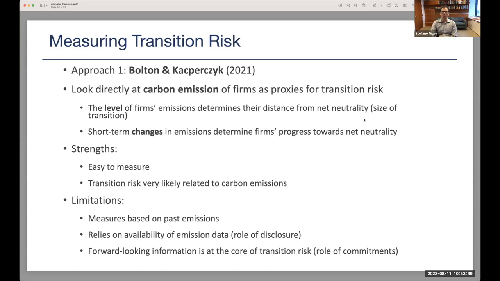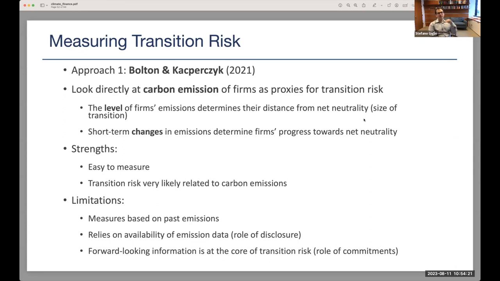One is a paper by Bolton and Kacperczyk, and what they do is literally take a very large data set on carbon emissions of firms, and they ask a very simple question, which is, are carbon intensive firms cheap? In other words, are the discount rates associated with these firms large, right? That's one implication that comes from these macro models, which is if you are exposed to climate risk, you should get a risk premium, okay?